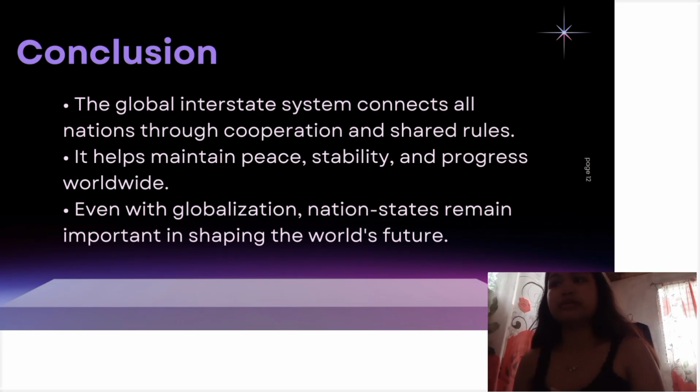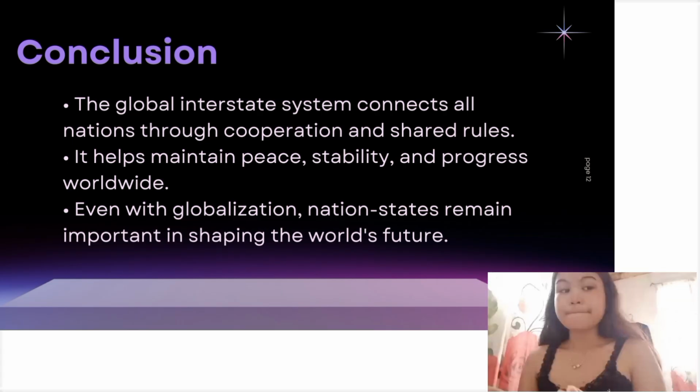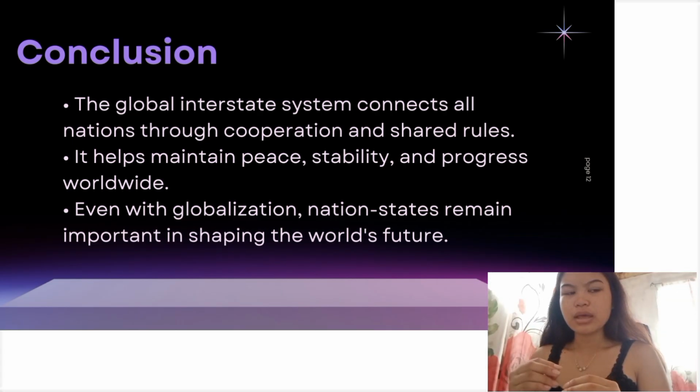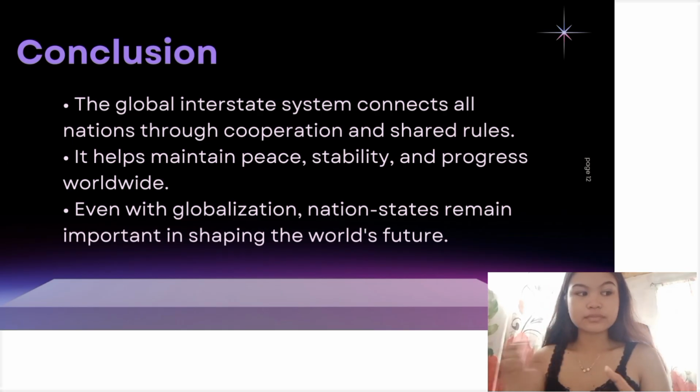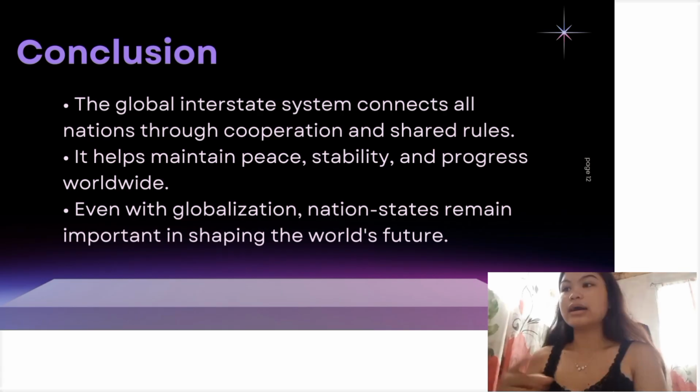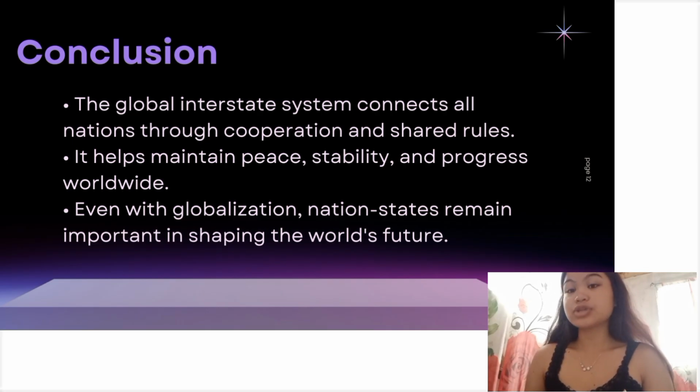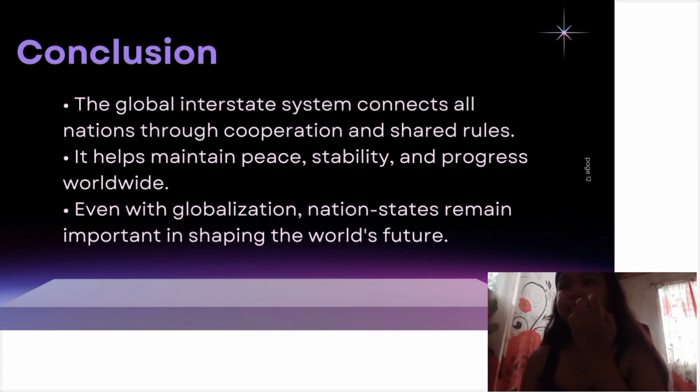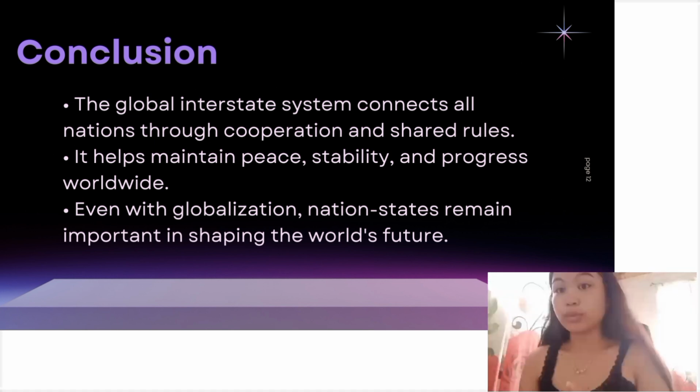Example, ASEAN in Southeast Asia, the European Union. They have representatives from their country who go to meetings like we discussed, and they voice out the problems of our country. In that way, problems can be solved faster because there is cooperation. Nation states do not act alone, so they get help from other countries.